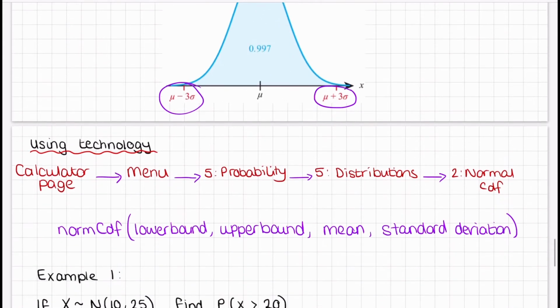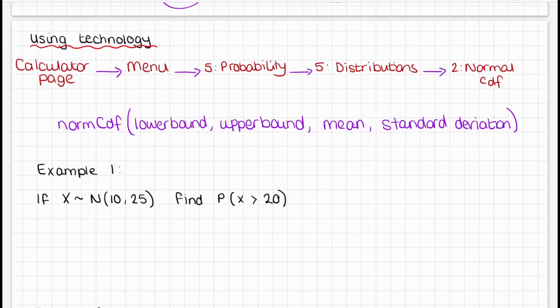So on a calculator for normal distribution, you go to a calculator page, you go to your menu, 5 for probability, 5 for distributions, and then number 2, the normal CDF. What it wants you to put in this is a lower bound, an upper bound, a mean, and the standard deviation. So we've got a few examples here to show you how that works. So I will talk about the question first, then we'll go to the calculator to show how to solve it on there.